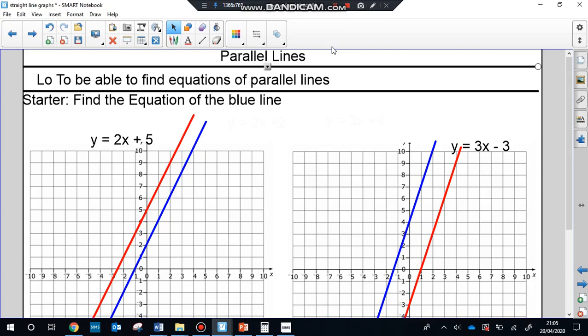So we're going to start today, and the title of today's lesson is Parallel Lines, and we're going to look at how to find equations of parallel lines. So the first task you have to do is find the equation of the blue line on both sets of axes. So just as you were doing yesterday, find the gradient, find the intercept, write the equation for both. Okay, so just pause and get that done.